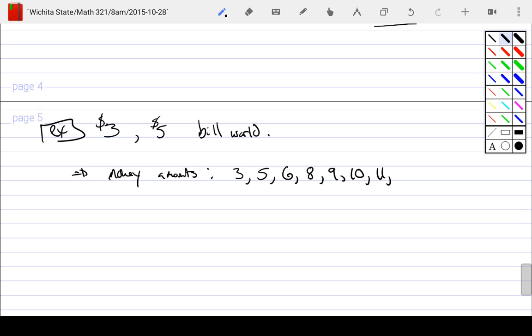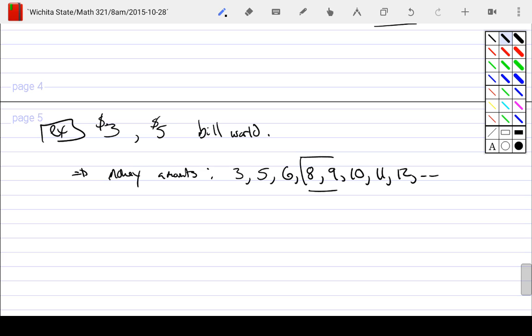Can I do a 12? Any guess? From 8 on, all numbers are possible. Because what's 13? 10 plus 3. Right? From 8 on, all numbers are possible. Why haven't we been doing this? We could have less money.